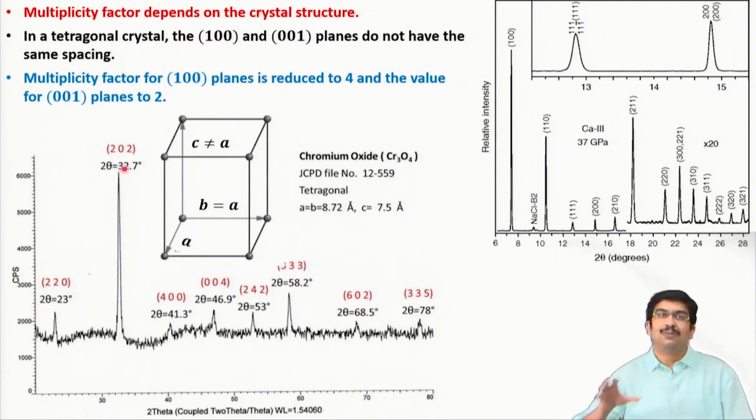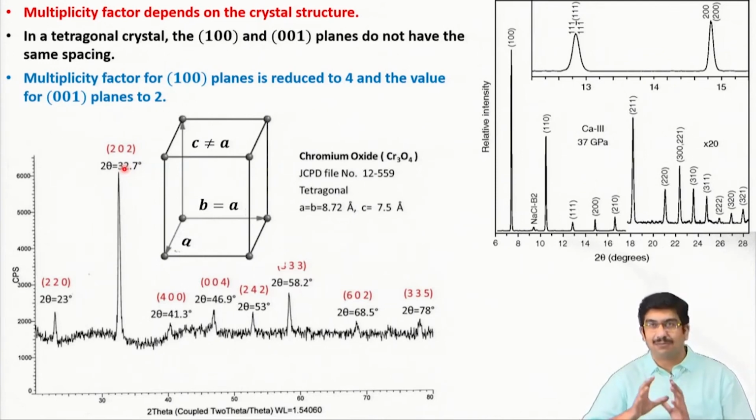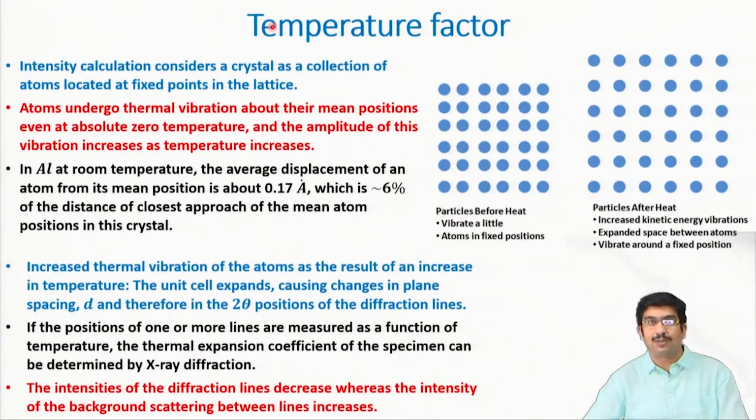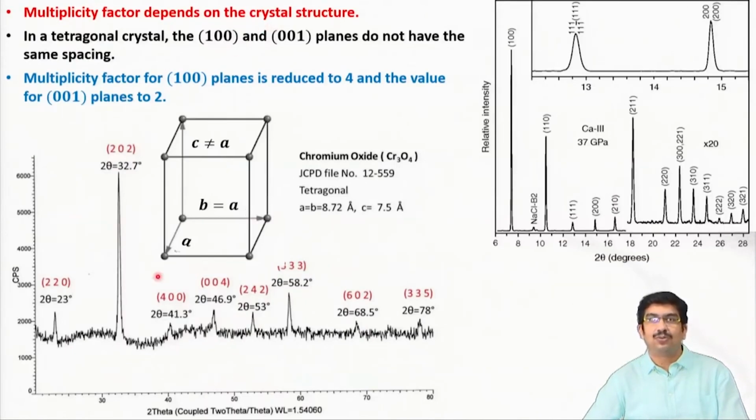So that is the effect of the multiplicity factor for various crystal systems, and that makes the intensity calculation even more difficult, because till now we have been considering only the cubic system, which is very symmetric. Tetragonal is less symmetric compared to cubic, but compared to other crystal systems it is much more symmetric. If you go to the orthorhombic system, it becomes even more complicated. For example, in an orthorhombic system, all 110 type planes are different. Even in a cubic system there are only two types of 110 planes, 220 and 202 type.